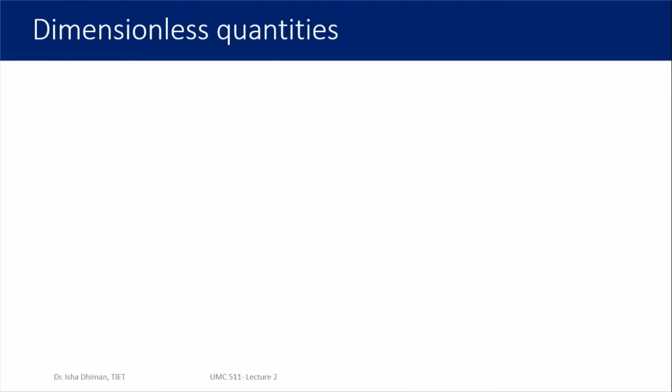And then we have the third kind of quantities, which are dimensionless. Dimensionless quantities are those which have no dimensions. For example, a number, like say I write 3. It just makes sense, it's 3. It does not have any dimension.